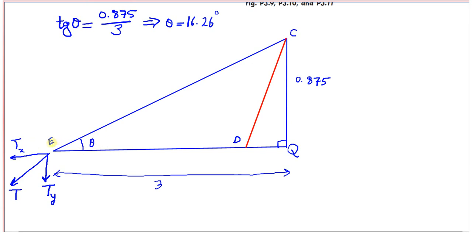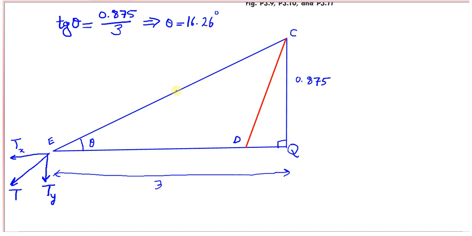I draw the right triangle ECQ. It's a right triangle here. EQ is 3 meters and CQ is 0.875. Tan theta is 0.875 over 3, and accordingly theta is 16.26 degrees.